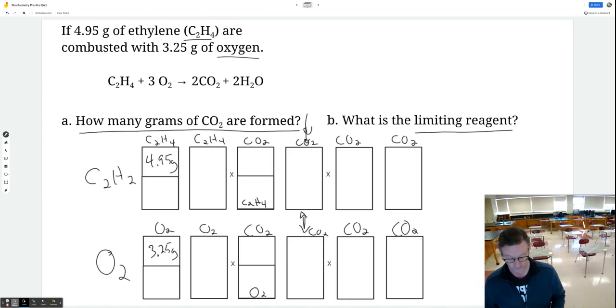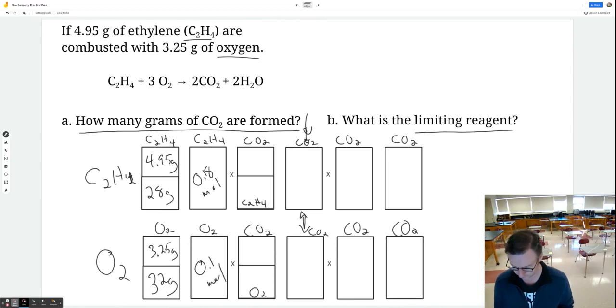So in the first boxes, we need the molar mass of each substance. C2H4 has a mass of 28 grams. O2, oxygen, has a mass of 32 grams. Divide the grams given by the molar mass in both cases. We get 0.18 moles of ethylene, and we get 0.1 moles of oxygen.